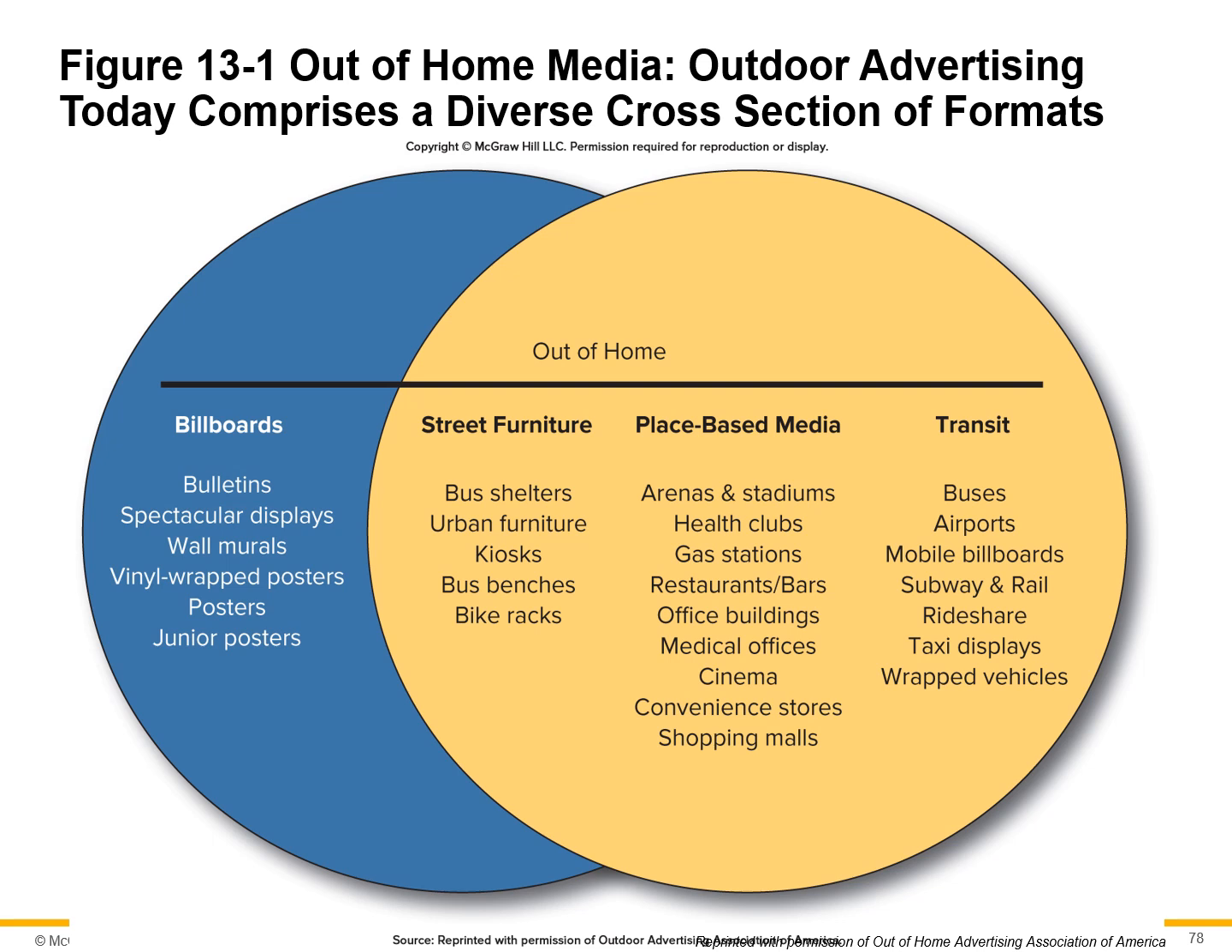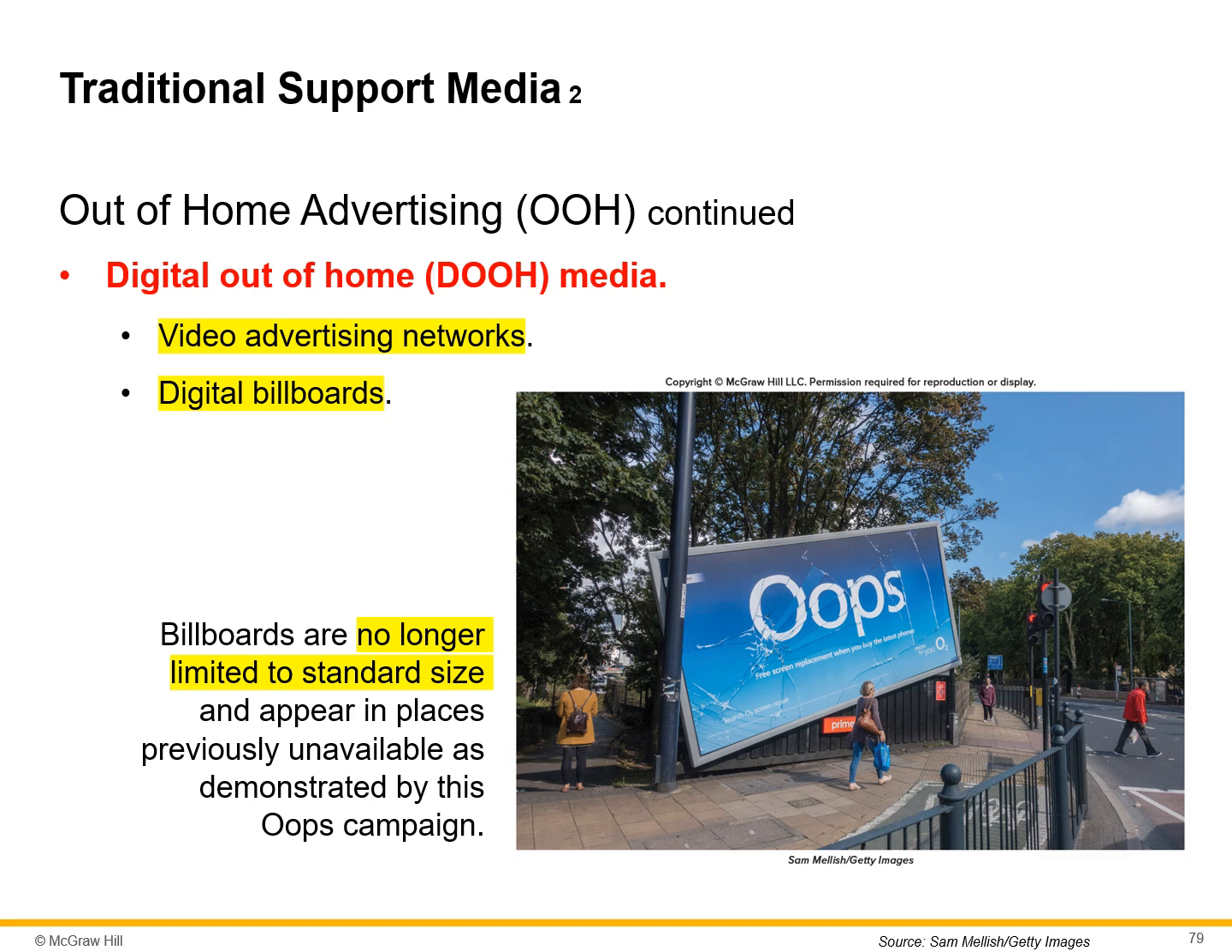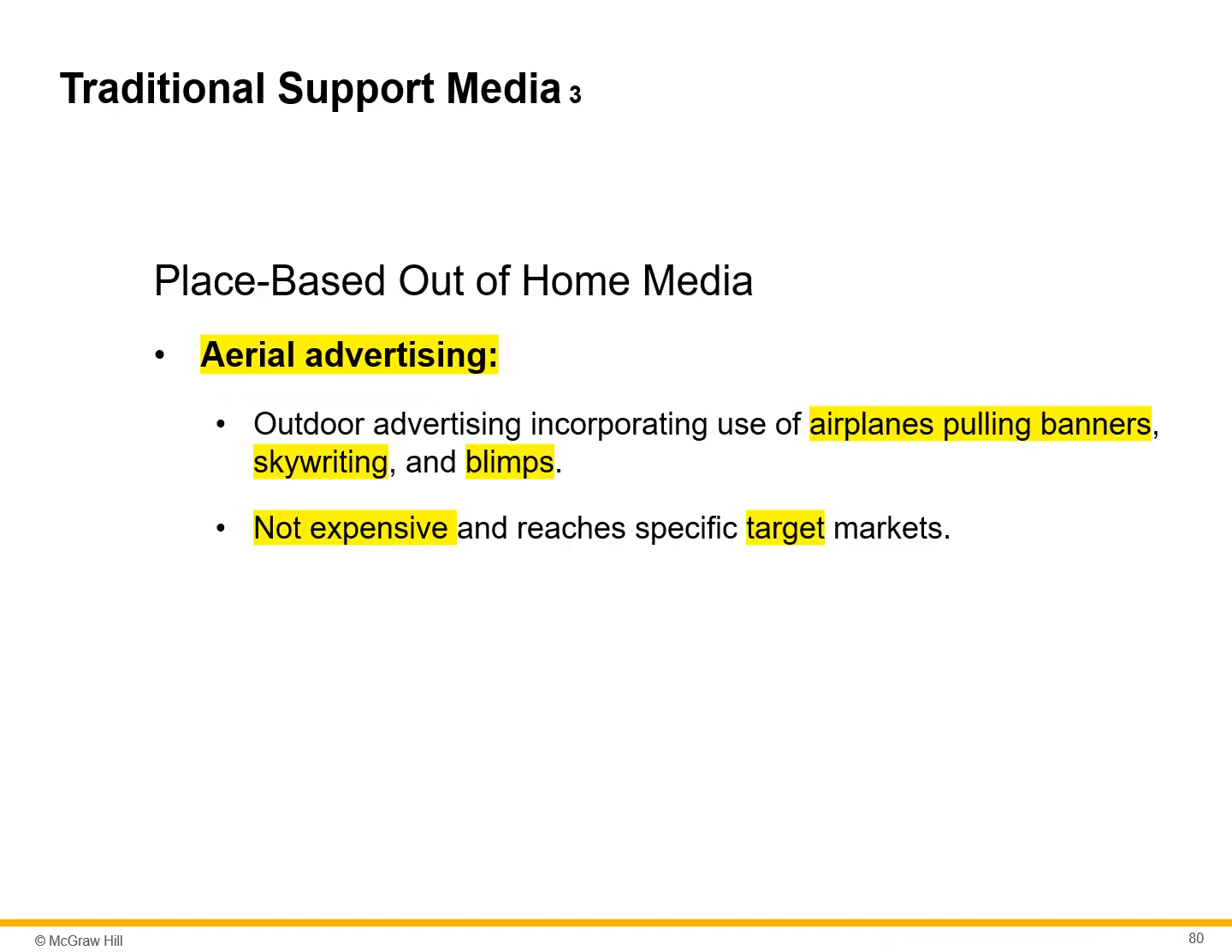Okay? This is a good chart summary of the out-of-home media: billboards, street furniture, place-based, transit, all kinds. I'm sure you're familiar with all of them. And digital out-of-home media, video and advertising network, and digital billboards. Okay. Billboards are no longer limited to a standard size and standard size vinyl. They could come in different formats, different sizes. Aerial advertising, like airplanes pulling banners, skywriting, and blimps. Okay, it's actually not too expensive.